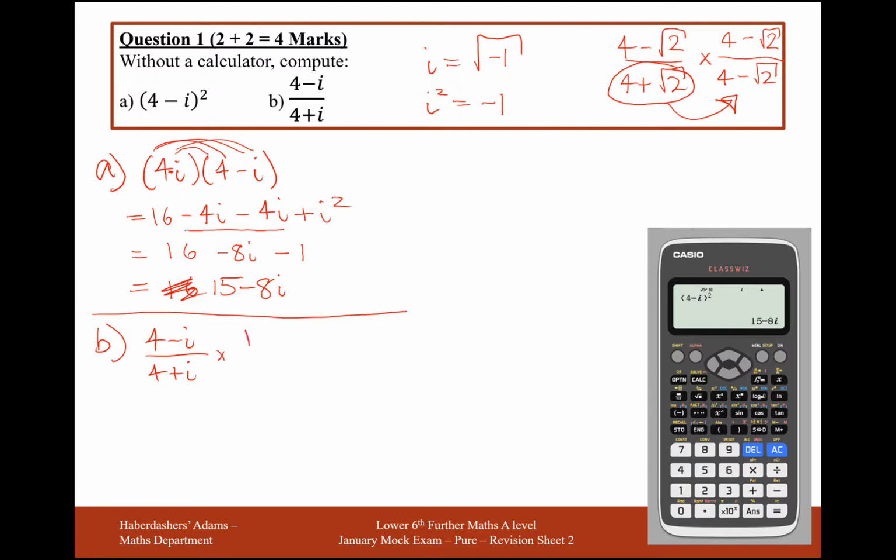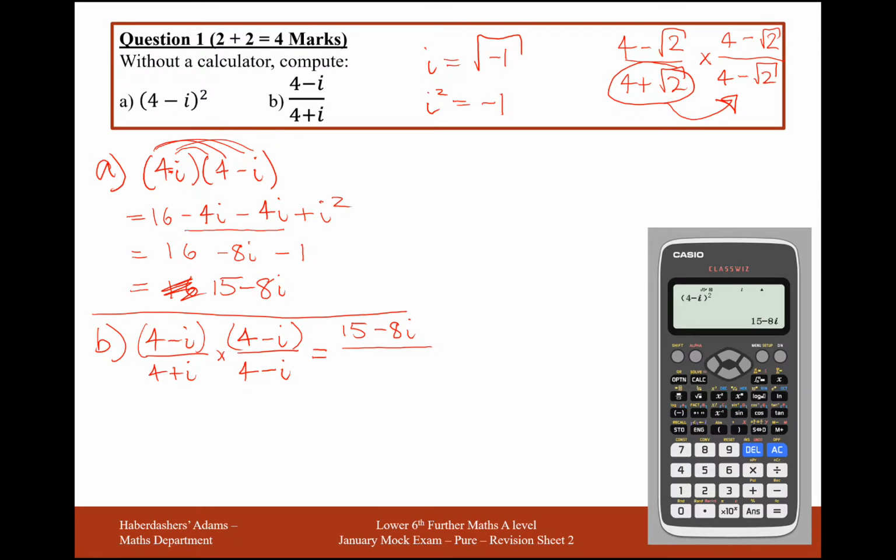To simplify this, we need to multiply by (4 − i) over (4 − i). You can't just do the real parts divided by each other and the imaginary parts divided by each other, or any other of that rubbish. You have to do it this, to be fair, quite long way. Okay, (4 − i) times (4 − i), well that was the same answer as we had in part a, so that's just 15 minus 8i.